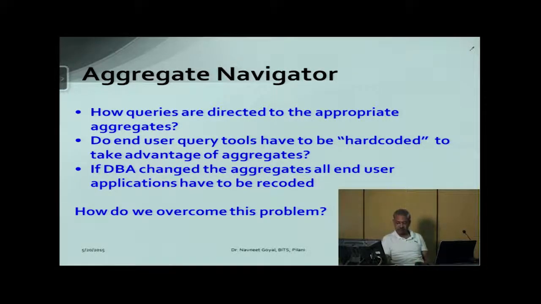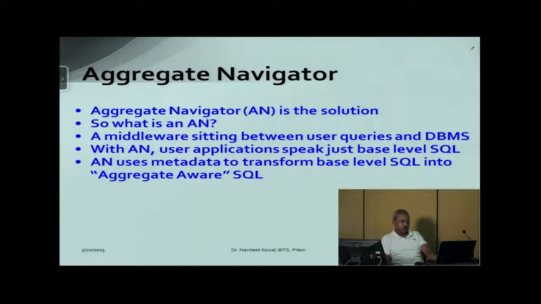So that is what we will discuss today in this lecture. For this, as I said, there's an intelligent middleware called Aggregate Navigator, which is used as a solution for this problem. So what is an Aggregate Navigator? It's a middleware sitting between user queries and the database management system, or the DBMS, on which you have implemented your data warehouse.